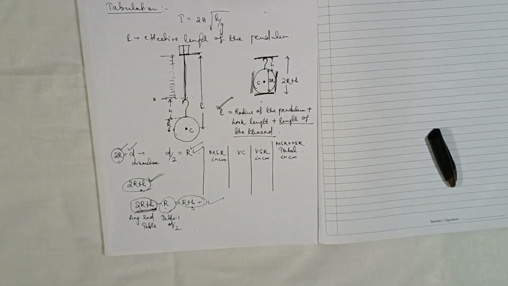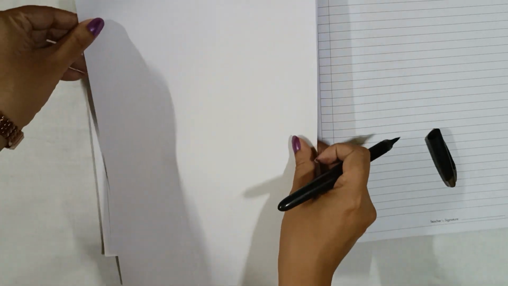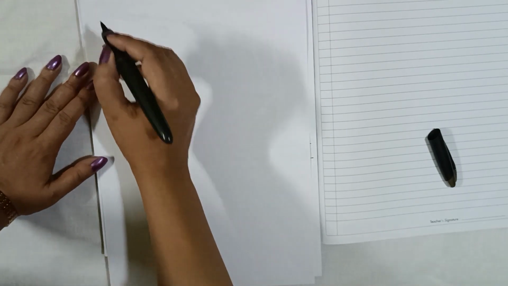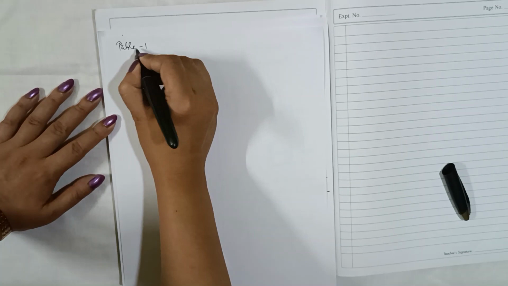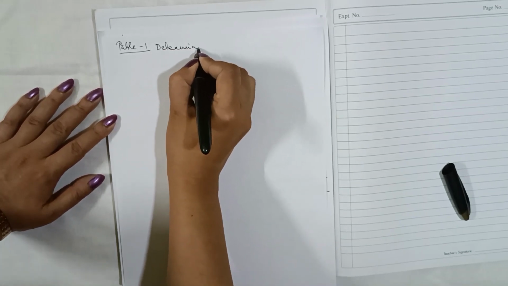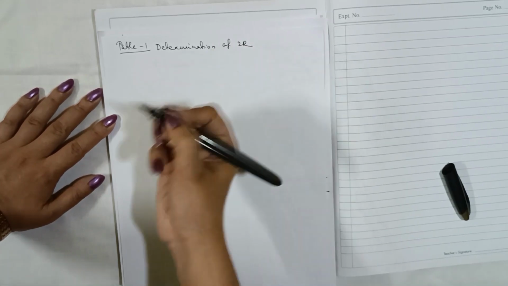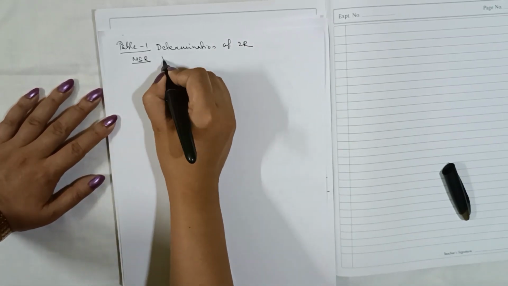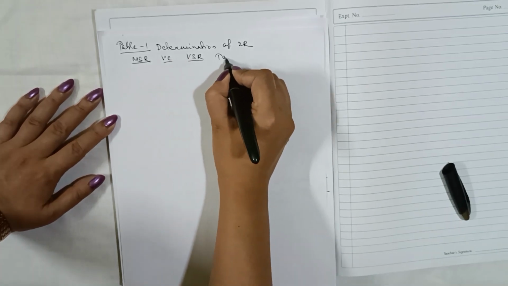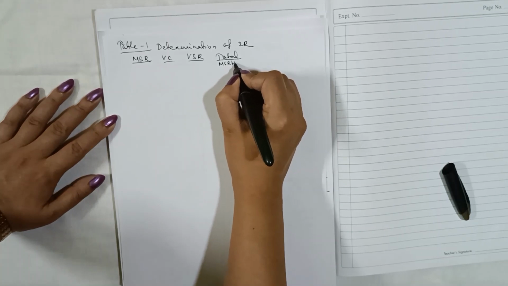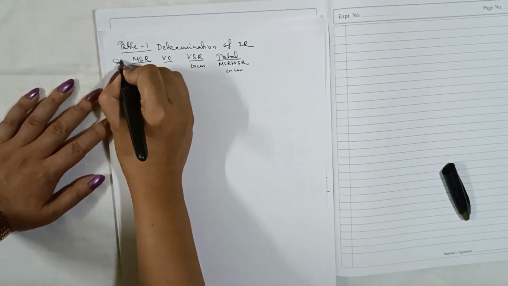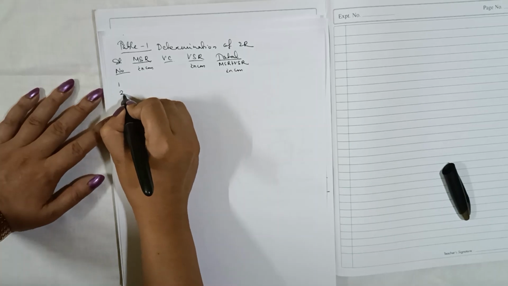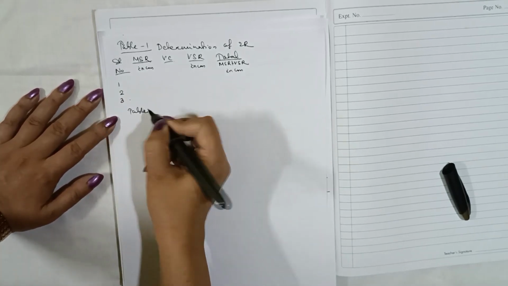Now comes the actual table 3. Here we have to make 3 tables. Remember, we have to make here 3 tables. Table 1 for determination of 2R. The columns are MSR, VC, VSR and total. That is nothing but MSR plus VSR. In centimeter, this one is also in centimeter, this one is also in centimeter. And of course, here you have to take 3 observations: 1, 2, 3.